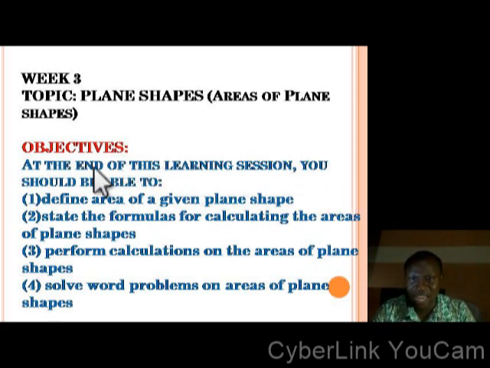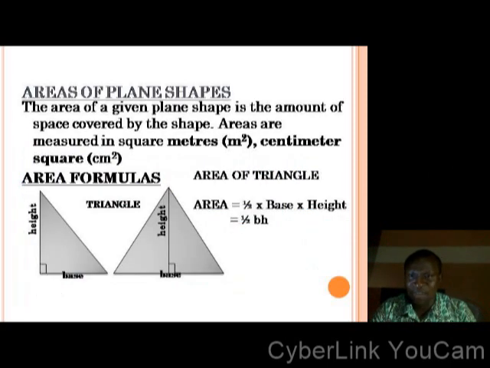Some of the things you are expected to comprehend by the end of this lesson. The objectives. At the end of this learning session, you should be able to: 1. Define area of a given plane shape. 2. State the formulas for calculating the areas of a plane shape. 3. Perform calculations on the areas of plane shapes. And 4. Solve word problems on areas of plane shapes. Now let's quickly move to the main body of the lesson today, that is areas of plane shapes.